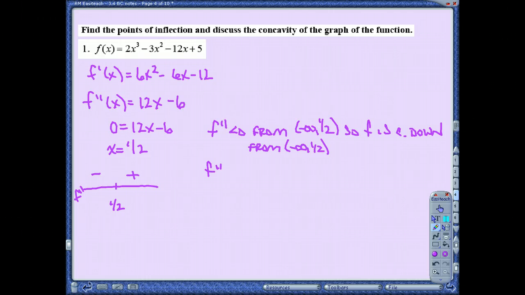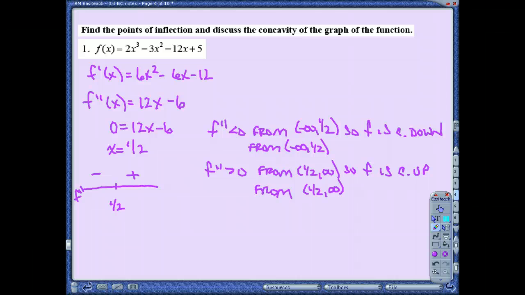Now I want to talk about where I'm concave up. My second derivative is positive from 1/2 to positive infinity. So the original function is concave up on that interval. I know it seems wordy to repeat the interval, but we have to make sure that we're explaining concavity through the second derivative, increasing and decreasing through the first derivative, relative extrema through those derivatives.